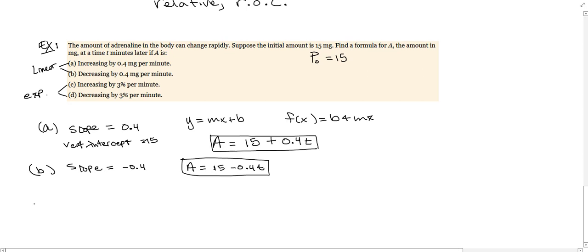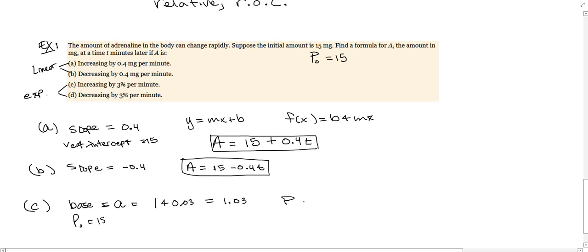And now C and D, here are our exponential functions. So C is increasing by 3% per minute, and so the base, which is going to be little a, is found by doing 1 plus the percent. The percent is 3%, but in decimal form, 0.03. So it's actually interesting, this is the same value as the last example. That is just a coincidence. It's not always 0.03. So our initial value, P naught, was 15.